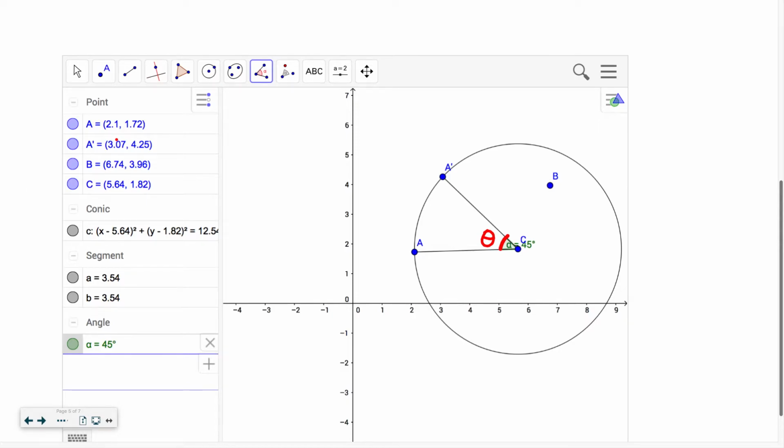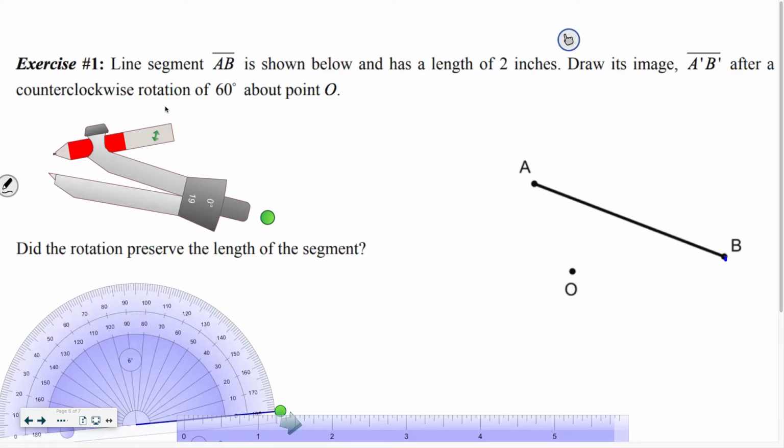So what does that have to do with what we're going to do? How is this going to help us actually perform a rotation? And how do we make circles? Yeah, we use a compass to make circles. So here it says that we have to rotate AB by an angle of 60 degrees counterclockwise, okay? Important pieces of information. Rotation, right?